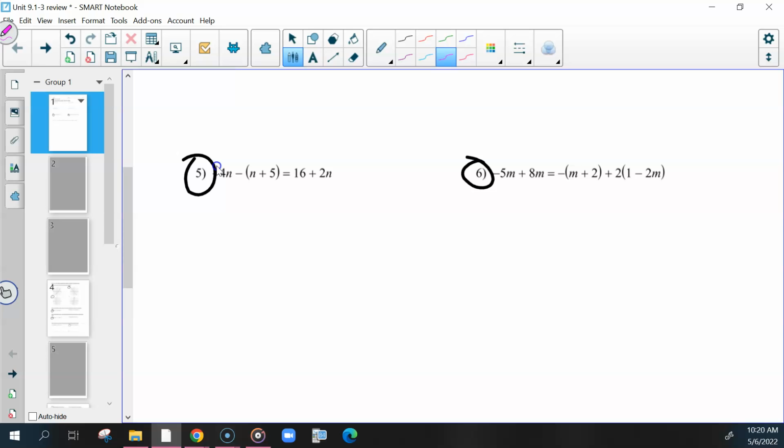Wait. Okay, first you multiply the -4 by the n and the 5 and the 16. Not the -4, just the negative. So this would be -4n minus n minus 5 equals 16 plus 2. Right. Then what?